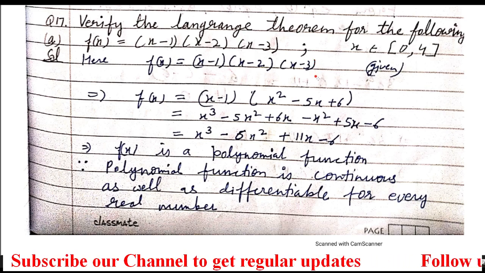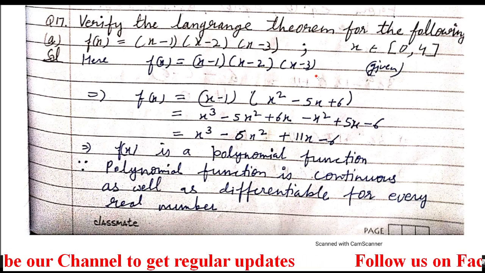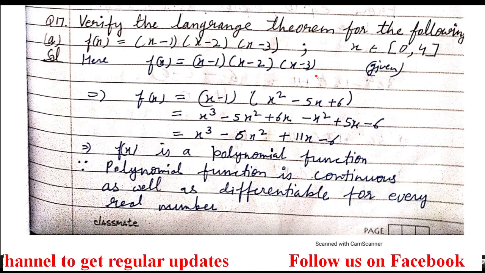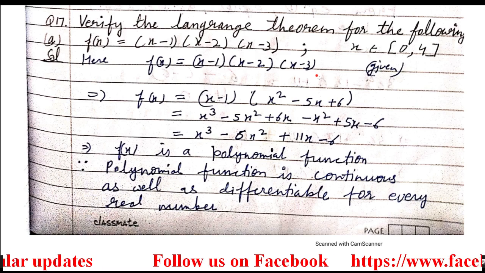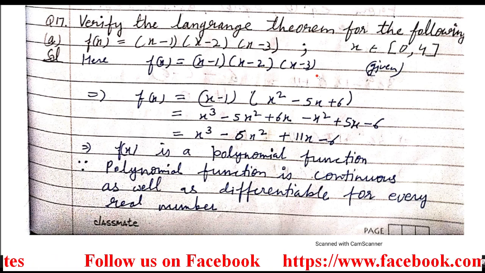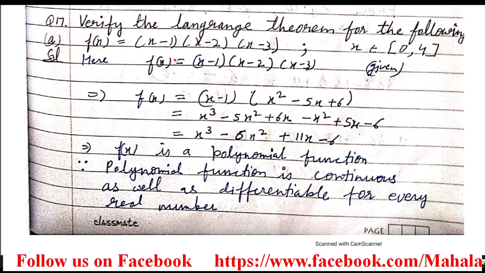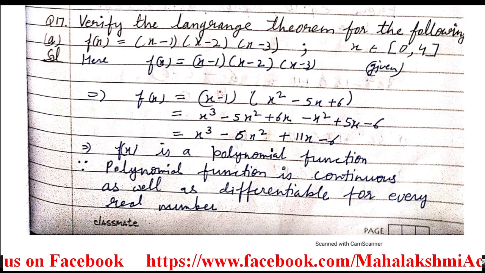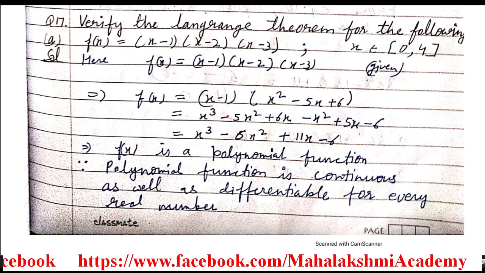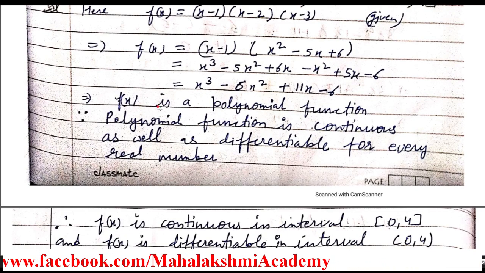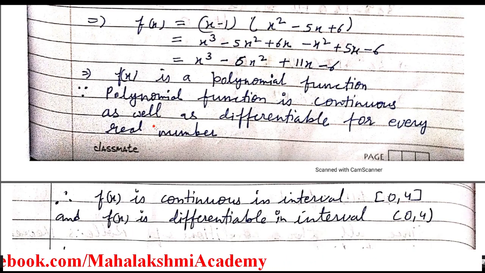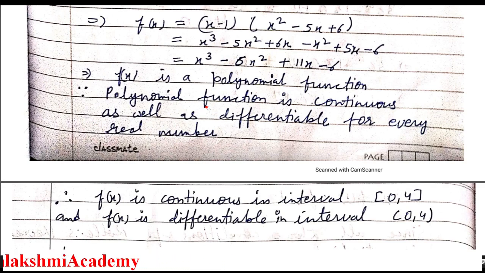Lagrange's mean value theorem has only two conditions. These two conditions are the same as in Rolle's theorem: the continuity condition and the differentiability condition. So we'll proceed. First I wrote the function, and it's a polynomial function, but I opened it so that I can easily differentiate it. Here I wrote f(x) is a polynomial function, and whenever we get a polynomial function, we always have to write down this statement.